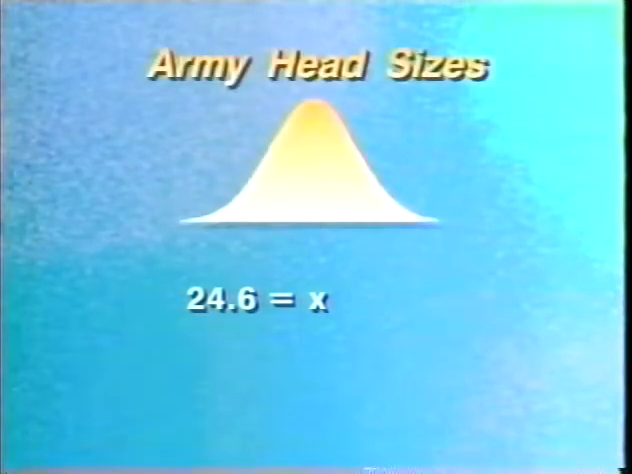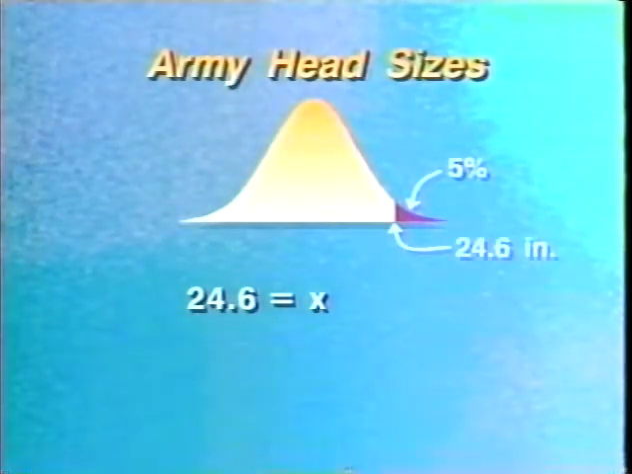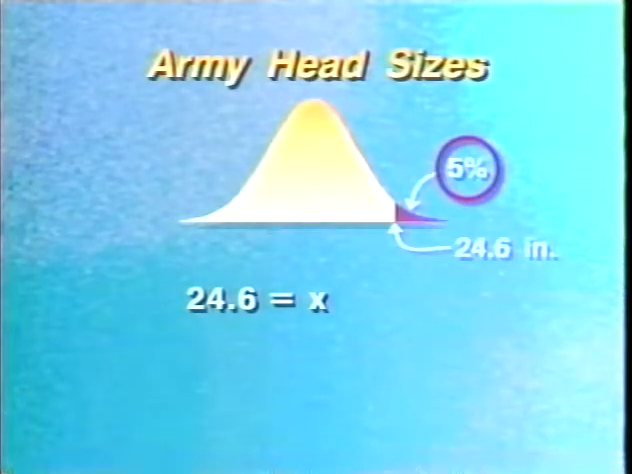And this means that 95% of the soldiers in the Army can be expected to have heads 24.6 inches around or smaller. And so the Army can now tell its manufacturer to mass-produce helmets up to 24.6 inches, but no larger. Soldiers with heads larger than this will get custom-made helmets, which saves the Army money and prevents a few soldiers from getting sore heads because of ill-fitting helmets.